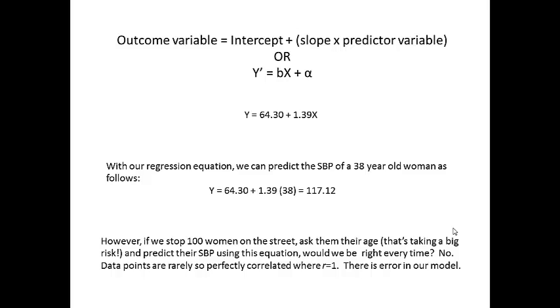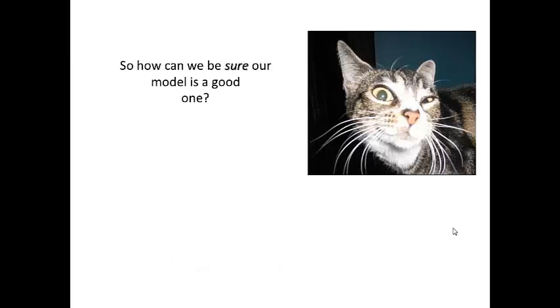Now, what are the chances of a random 38-year-old woman having a systolic blood pressure of 117? If we were to stop 100 women on the street and ask them their age, which would be taking a big risk, and predict their systolic blood pressure using this equation, would we be right every time? No, of course not. Data points are rarely so perfectly correlated where r is equal to 1. We know there is error in our model. What we need to know is, how good is our model? How can we be sure our model is a good one?